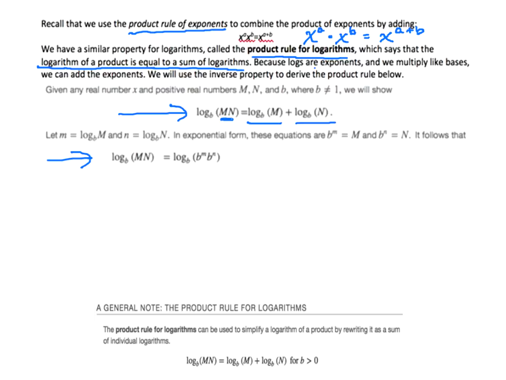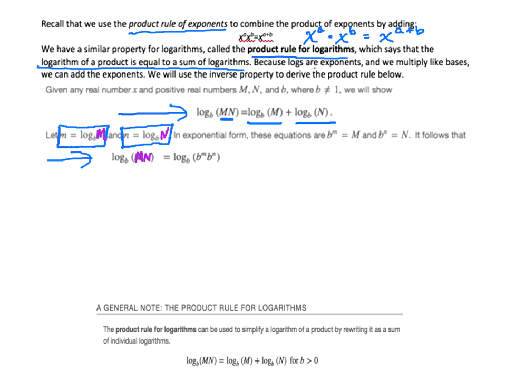So we're going to start with the premise that I'm going to let lowercase m be the equivalent of log base b of uppercase M. And I'm going to let lowercase n be equal to log base b of uppercase N. So this uppercase M and N are the M and N that show up as the product that I'm trying to take the log of.